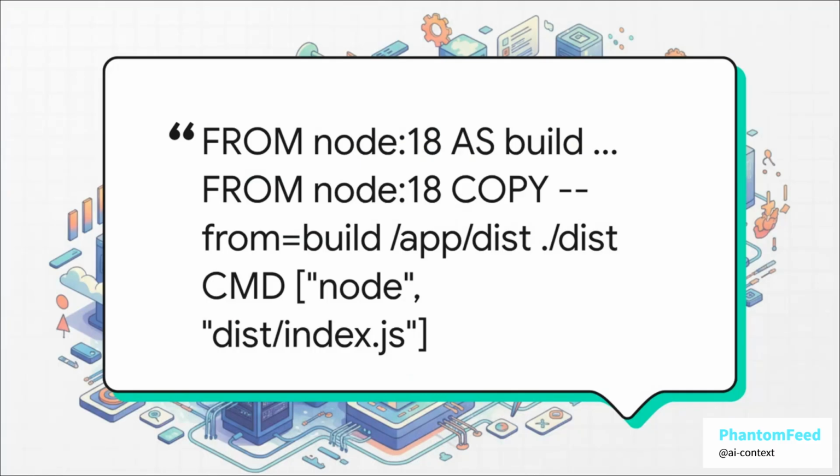And this right here, this is what a professional, production-ready artifact looks like. This is a multi-stage Docker file. It builds the application in one temporary stage, and then it copies only the compiled code and the necessary production dependencies into a final, clean, lightweight image. This creates a small, secure, and perfectly reproducible unit you can deploy anywhere.